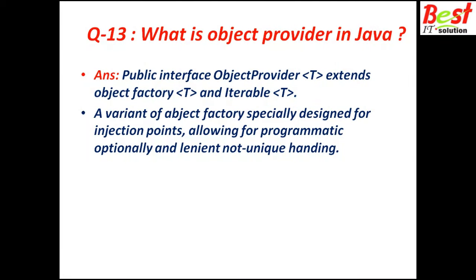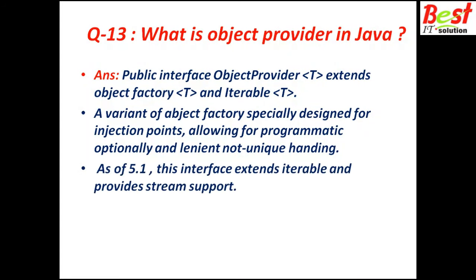So this ObjectFactory variant is specially designed for injection points, allowing for programmatic optionality and lenient not-unique handling. As of 5.1, this interface extends Iterable and provides stream support.